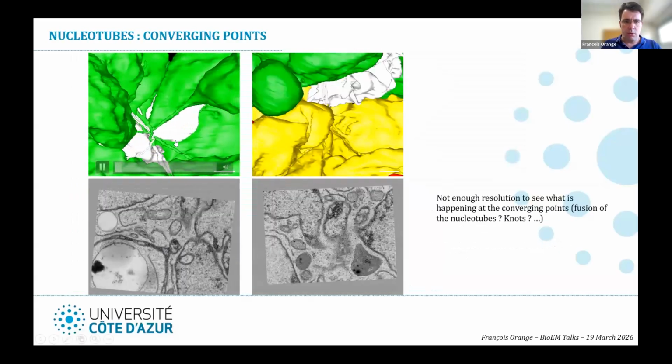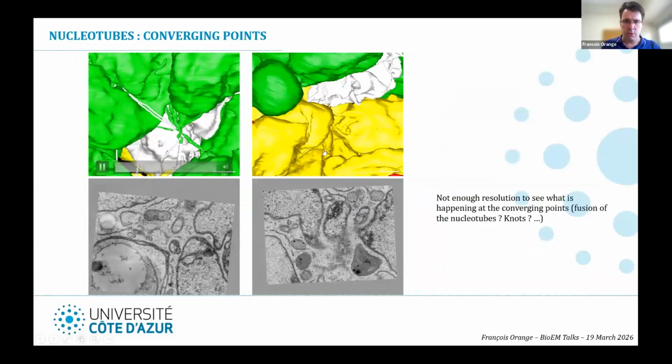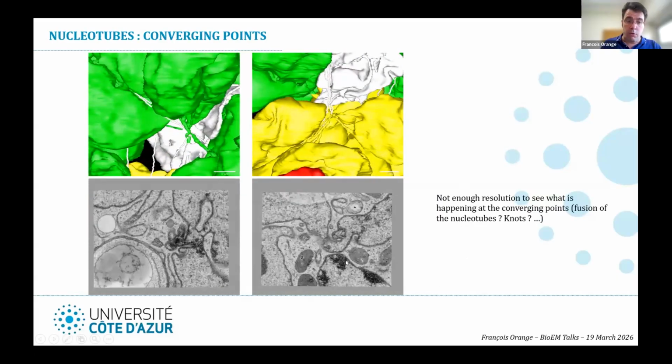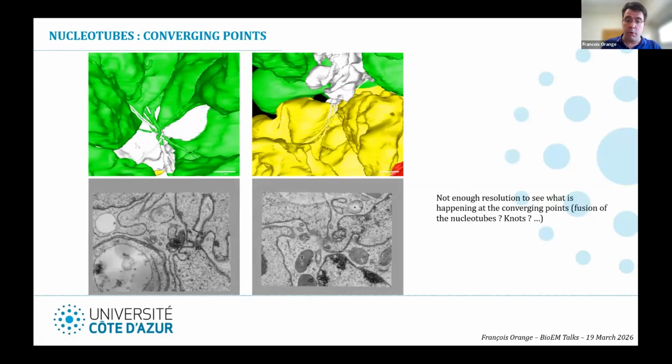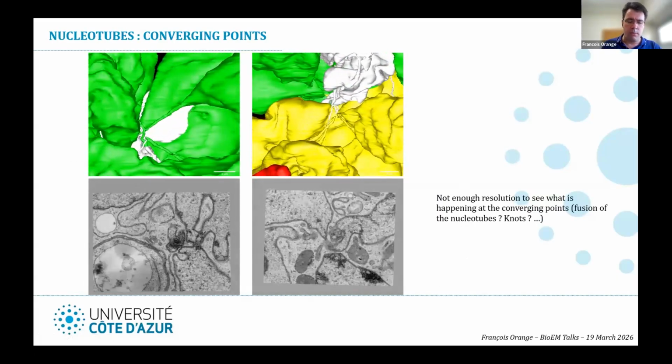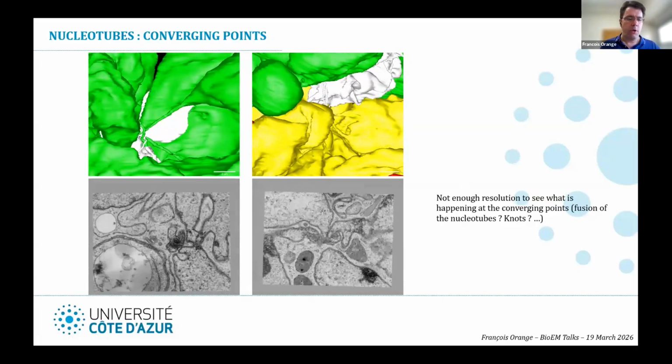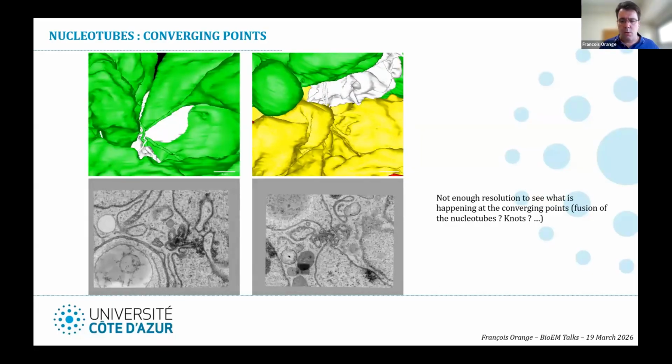The thing is that we don't know what's happening there because we missed the resolution on these converging points. I tried to do the highest resolution possible with the microscopes we have here, but actually still don't know what's happening there. Is there a fusion of the nuclear tubes? Is it a knot? We don't know.